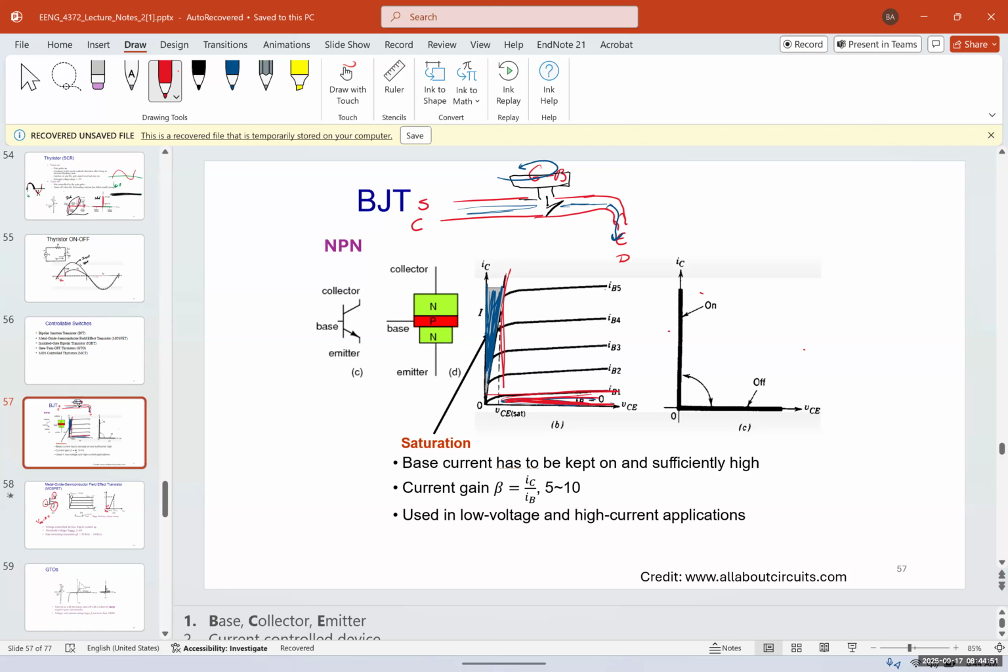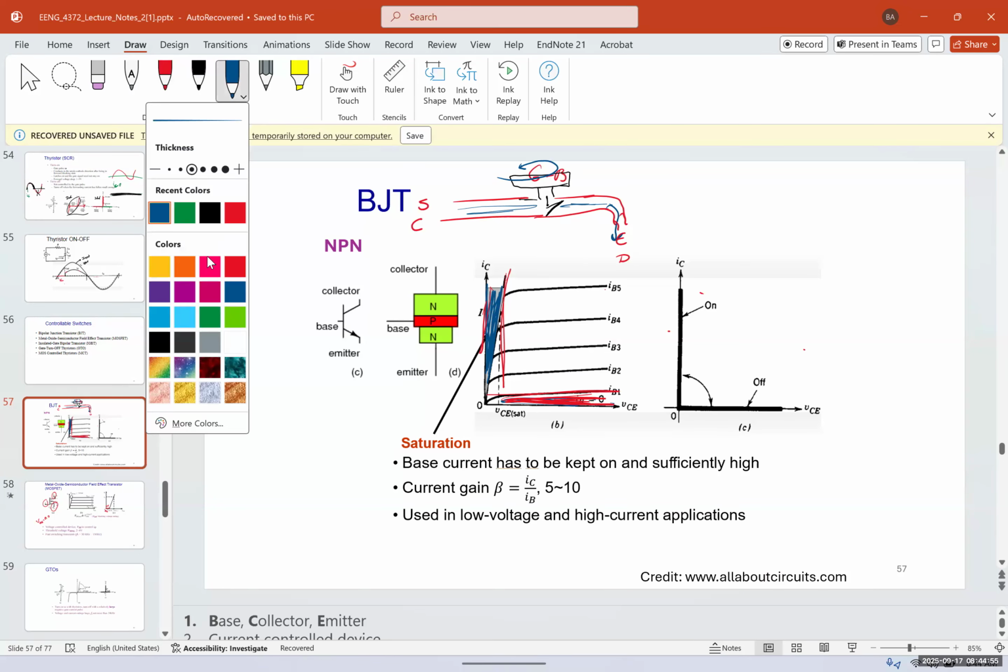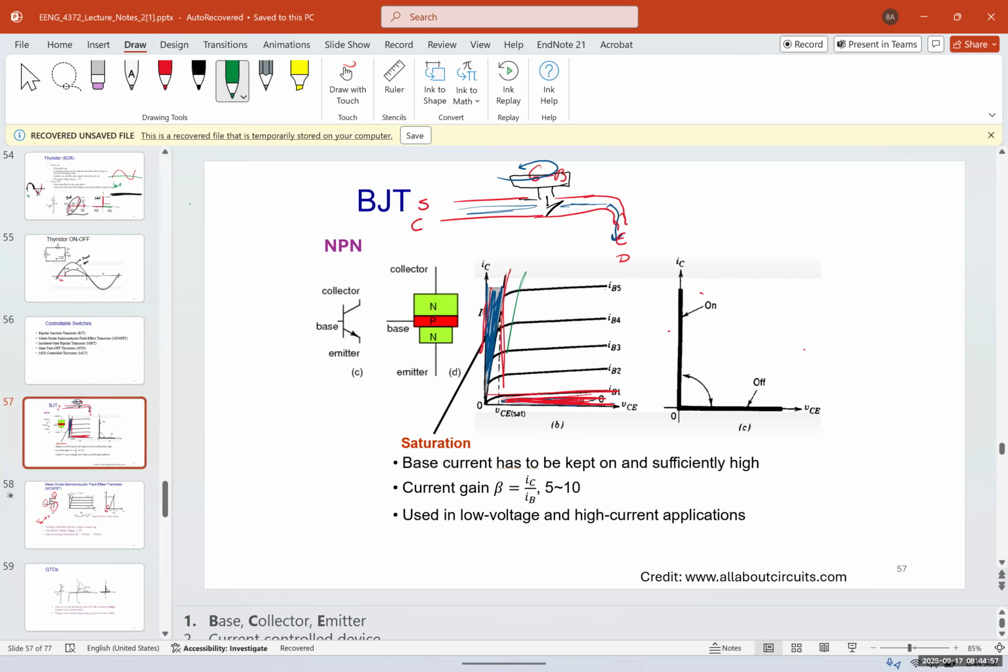So turn on and off the red and the blue one. I'm going to do the active region with the green one. What we are interested in power electronics, when it's in the saturation and the turn off region, the transistor acts like a switch. It's on when it's in saturation, it's off when it's in turn off region.